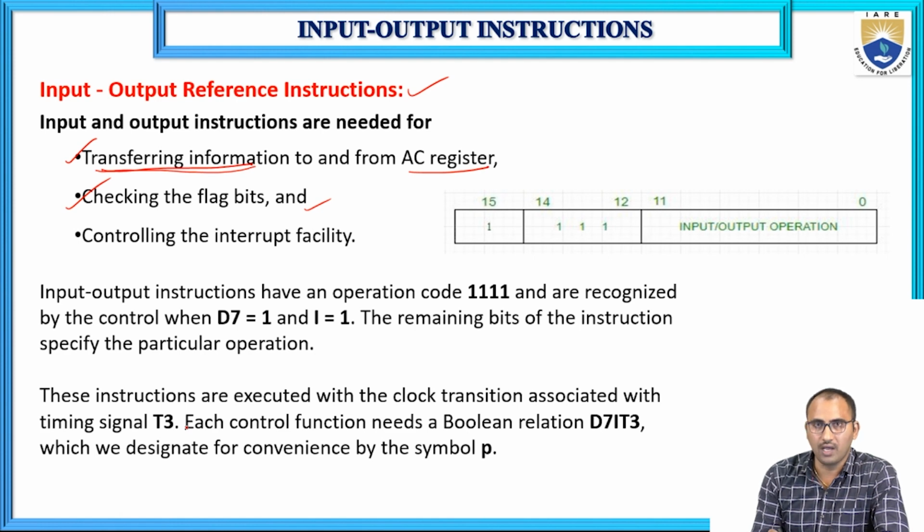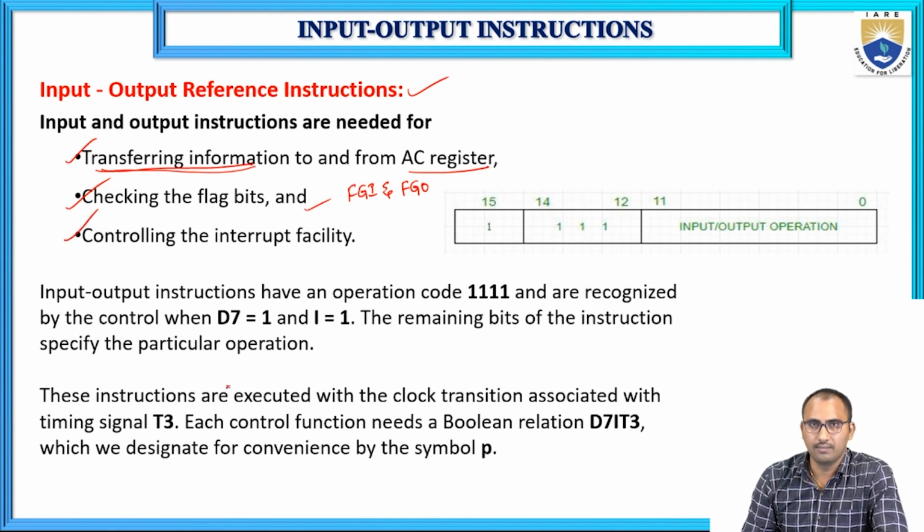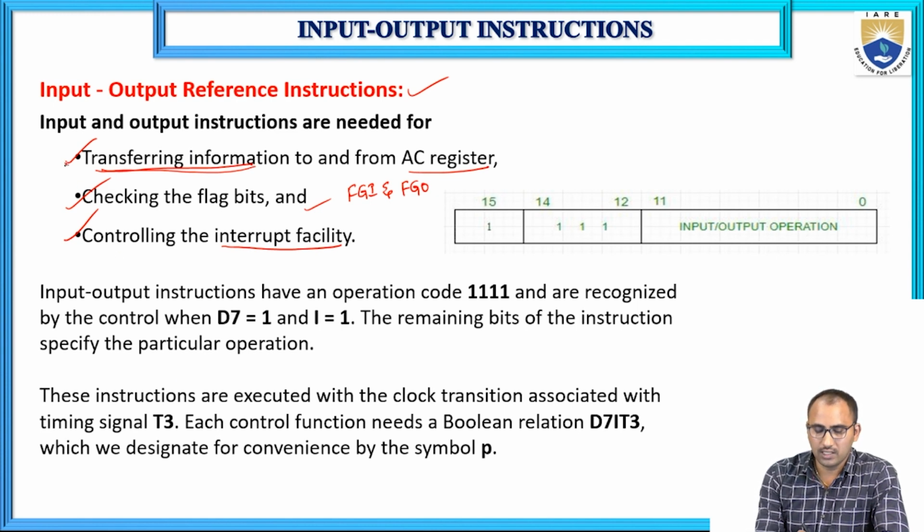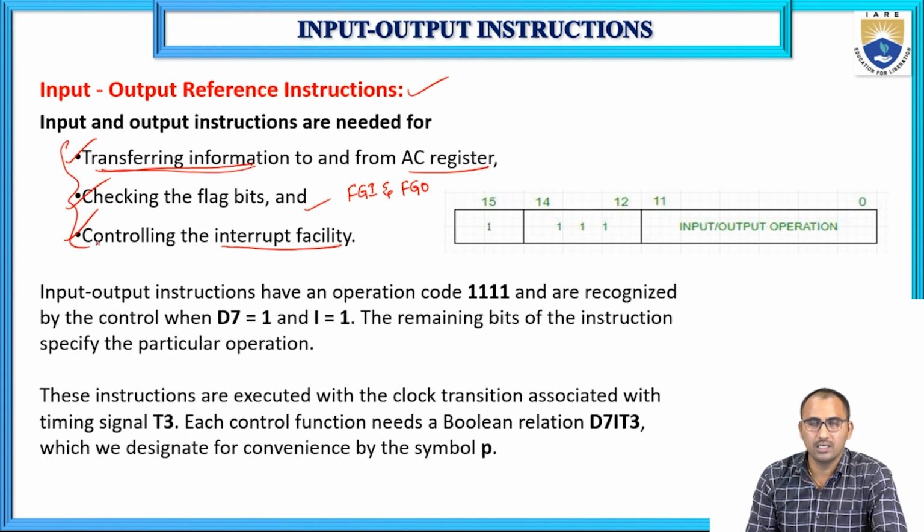So we have 2 types of flags, FGI and FGO, the input flag and output flag. In order to check these flags, we are using these input-output instructions. And the third one is controlling the interrupt facility, whether the system wants to allow the interrupts or not. So for controlling the interrupt facility, we are using these input-output reference instructions. So for these 3 purposes, we are using input and output reference instructions.